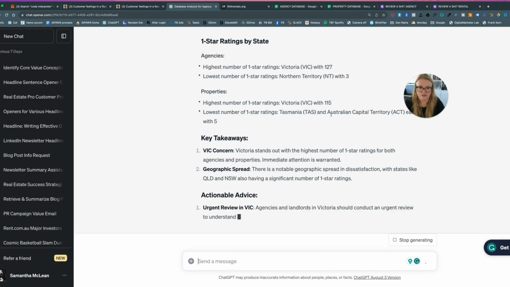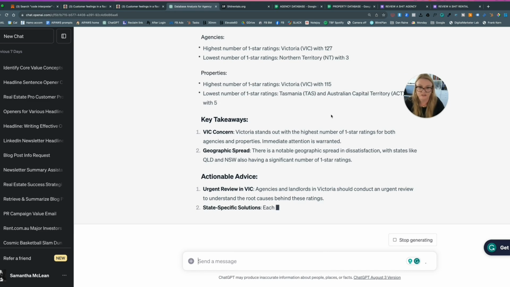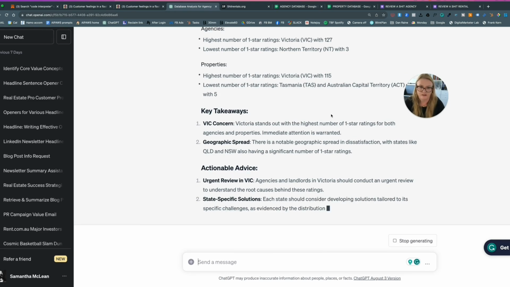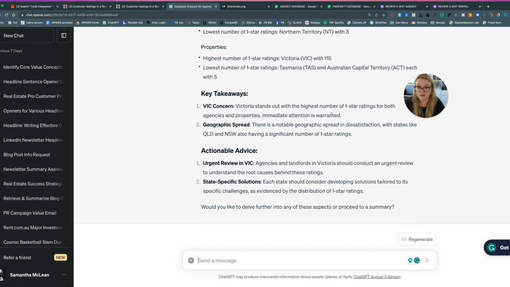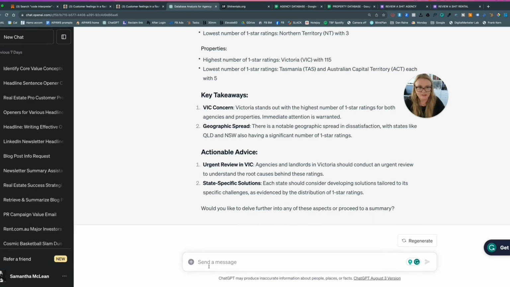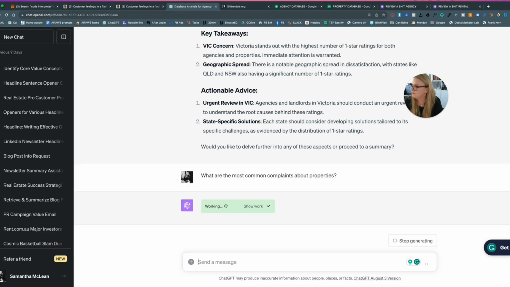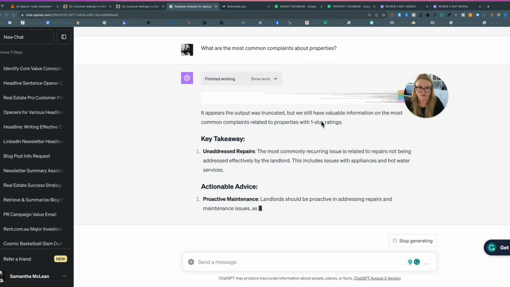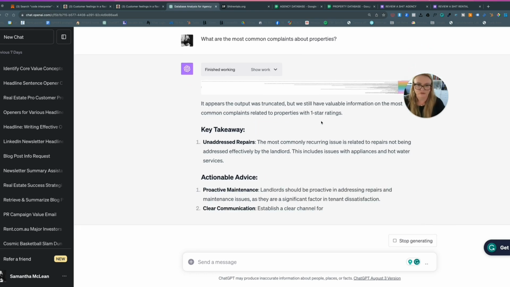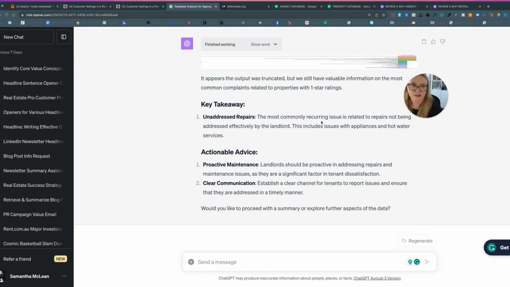Okay, there's notable geographic spread in satisfaction. Actionable advice: agencies and landlords in Victoria should conduct an urgent review to understand the root cause behind these ratings. So let's see if we can dig into the data a bit. I want to know, what are the most common complaints about properties? Waiting. Okay, the output was again truncated, so that means again we've run out of memory space in our current window.